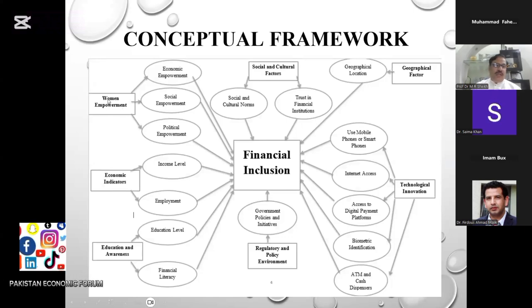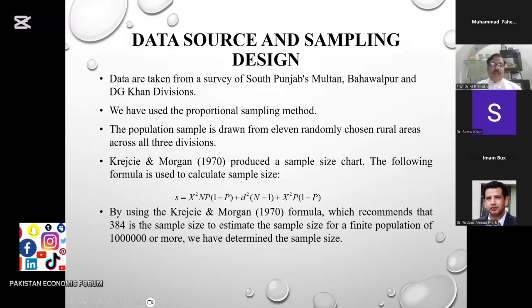You can see here three types of women empowerment: economic empowerment, social empowerment, and political empowerment. Then we have the economic indicators, income level and employment, and then education and awareness. We have two variables there: education level, schooling, and financial literacy. Similarly, we have some social and cultural factors in our model: social and cultural norms, and trust in financial institutions. And then we have the technological factors: the use of cell phones, internet, and access to digital services, and so on. So this is the conceptual framework.